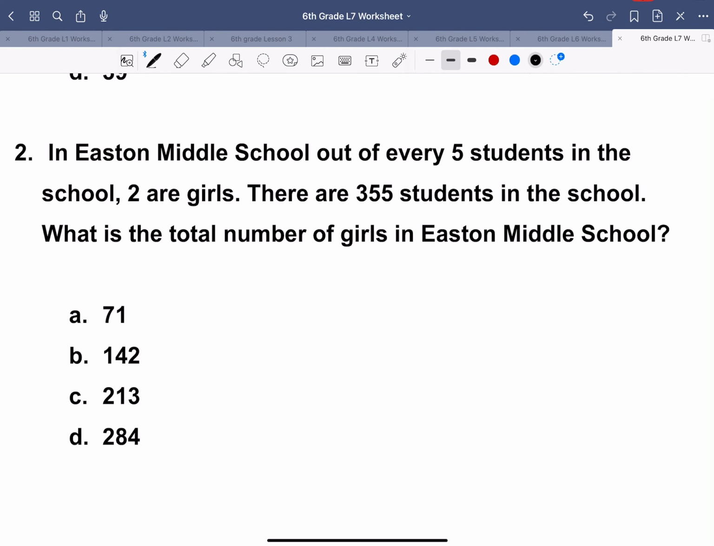In Easton Middle School, out of every 5 students in the school, 2 are girls. There are 355 students in the school. What is the total number of girls in Easton Middle School? Okay, so to start this problem, we have 355 students, and we divide this by 5 to get 71. And since we know that 2 of them are girls, we multiply this by 2 to get 142. And B would be our answer.